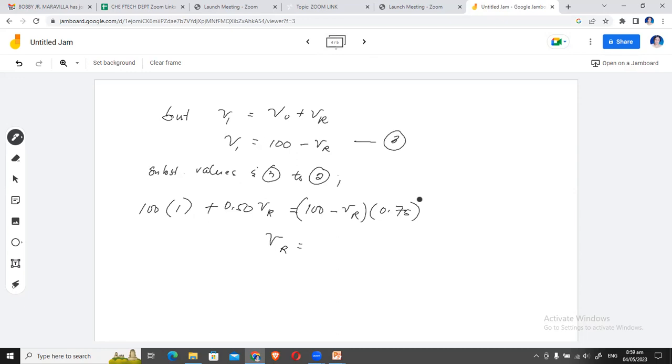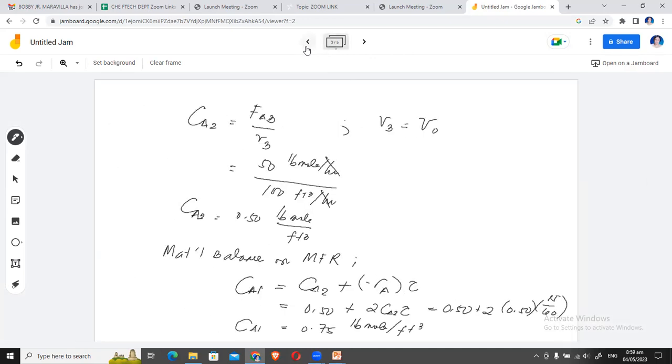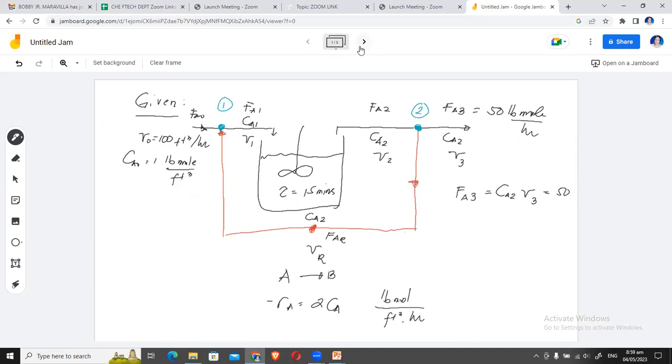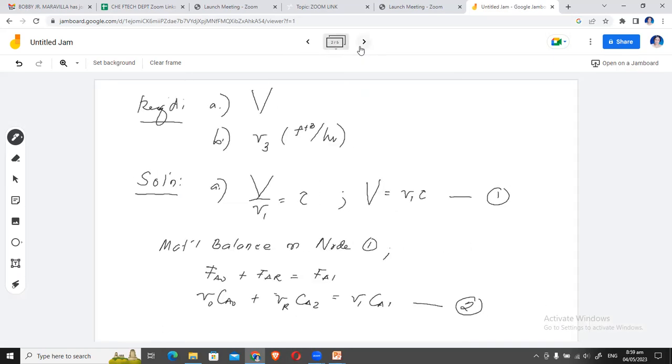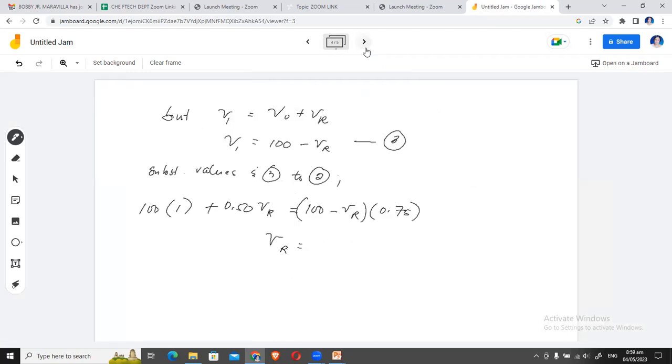Negative 20. Wait lang. Plus B, then BR plus... is B1. Oh, this should be plus. Sorry. B plus. BR, please.